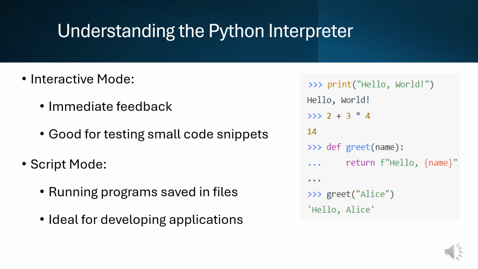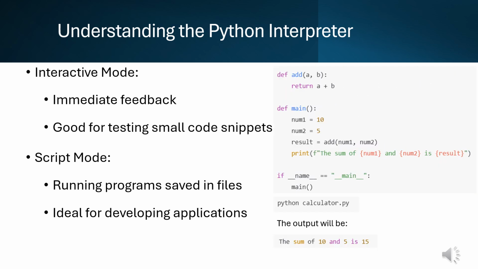How to access interactive mode. You can start the Python interpreter in interactive mode by simply typing python or python3 in your terminal or command prompt. You'll see the Python prompt indicating that you're ready to start entering commands. As you can see, each command is executed immediately after you press enter, and the result is displayed right away.